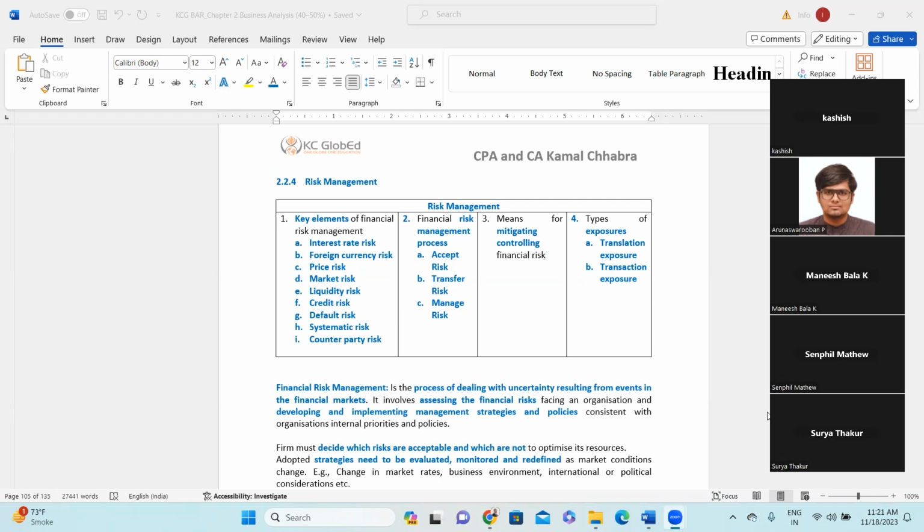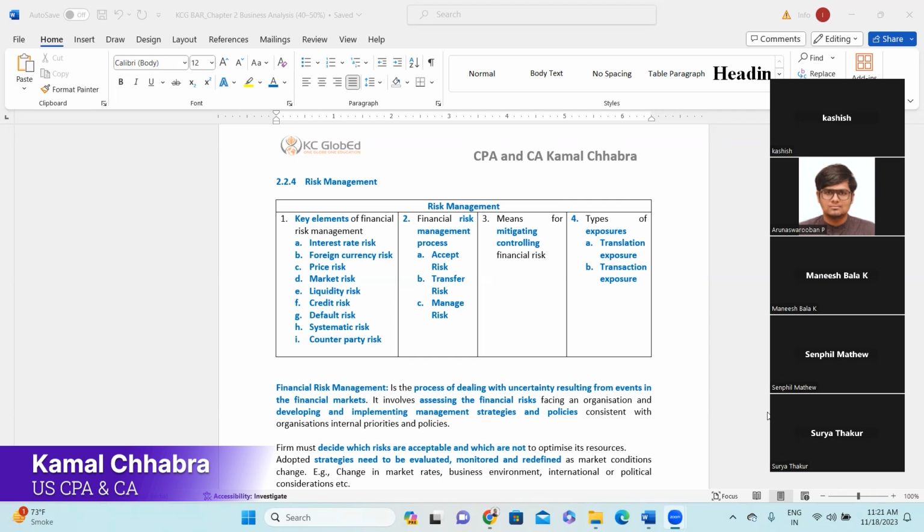So if you see the very first column over here, in risk management, what are the key elements? What we have discussed so far was to give you an understanding from the company's broader perspective. But here we need to focus more on financial risk management, right? So what are the elements of financial risk? First is interest rate risk, right? Any idea what is interest rate risk? Maybe any thought you can give?